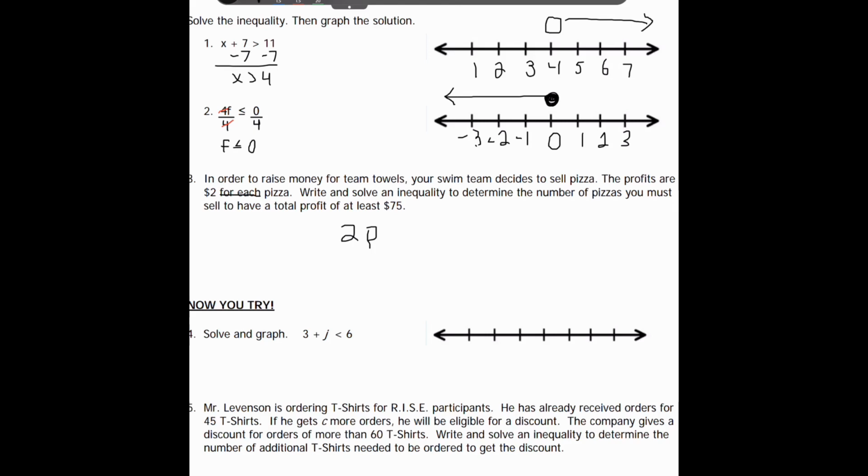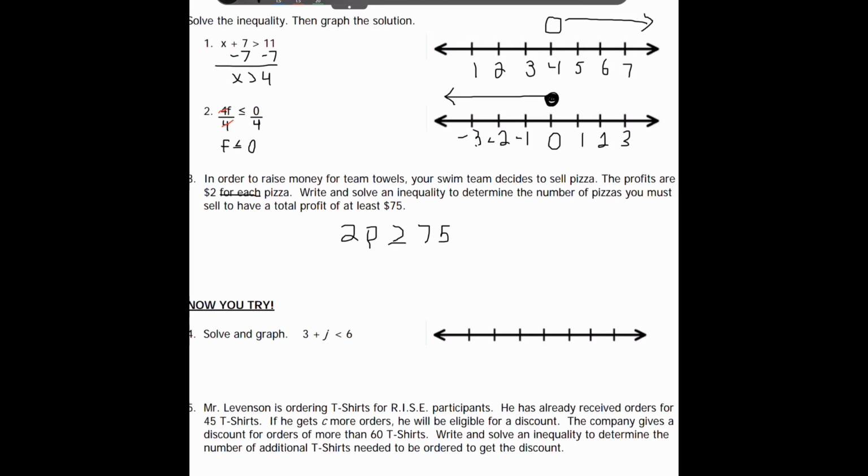Now, the other side of this is that we want to have a total profit of at least $75. So at the minimum, the team here, is that what the situation is? Yes, for your swim team. The swim team wants to have at least $75. So we need to make $75 at minimum. So selling these pizzas, we must make greater than or equal to $75.